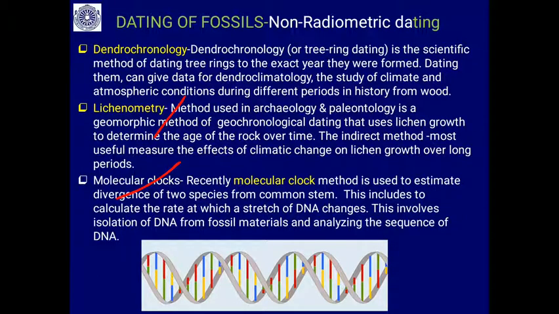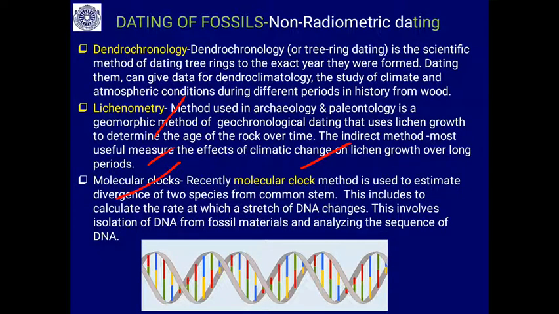Then another one is lichenometry. This method, used in archaeology and paleontology, is a geomorphic or geochronological dating method that uses lichen growth to determine the age of a rock over time. It assesses the weathering action. It is an indirect method, most useful for measuring the effects of climate change on lichen growth over long periods. This is called lichenometry.